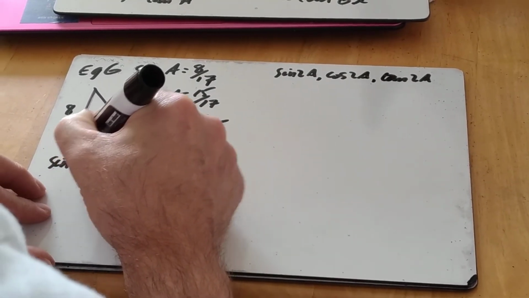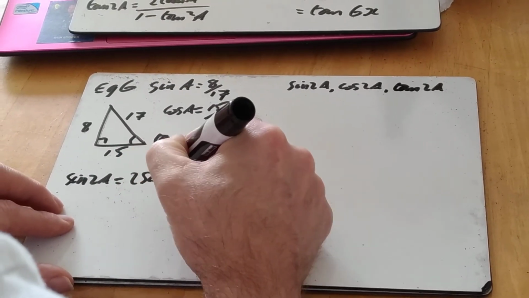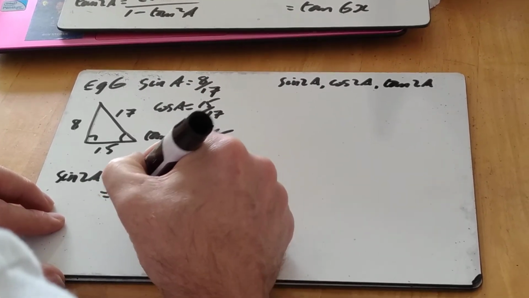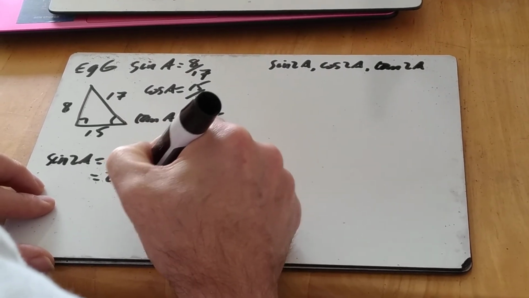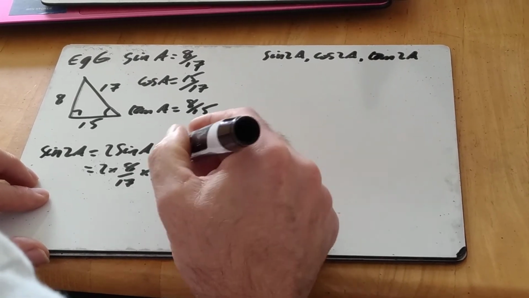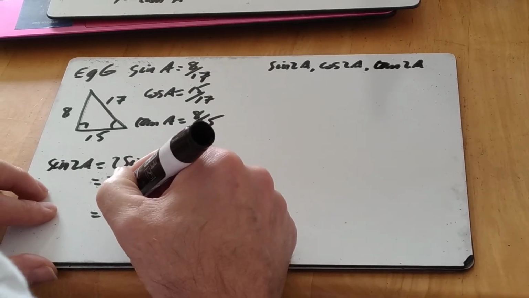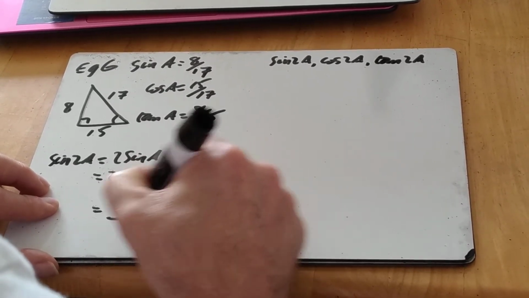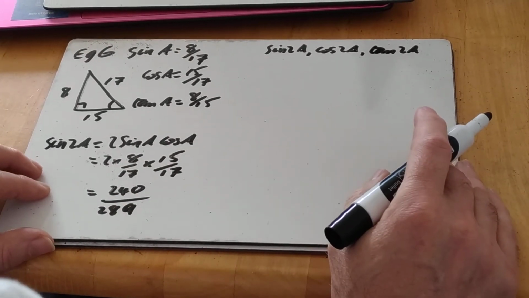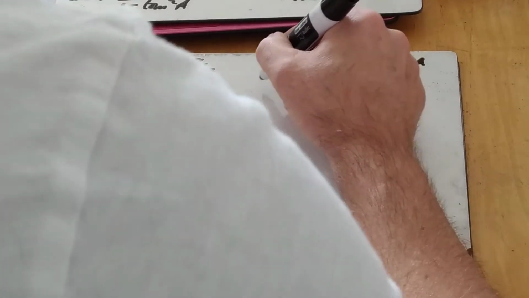Sine 2A. I would get in the habit of quoting what we had at the start: 2 sine A cos A. Stick in what I know, so it's 2 times 8 over 17 times 15 over 17. And so work that out. I've got 30 times 8, 240. 17 times 17, testing my maths early this morning, 289 I think that is there. And that's that.